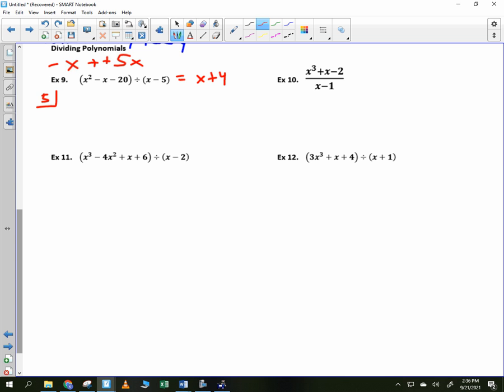Then you put the coefficients. The coefficient of x squared is 1. Then -1, then -20. Put a line with a little box there with an R for remainder. Start by taking the 1 and dropping it down.